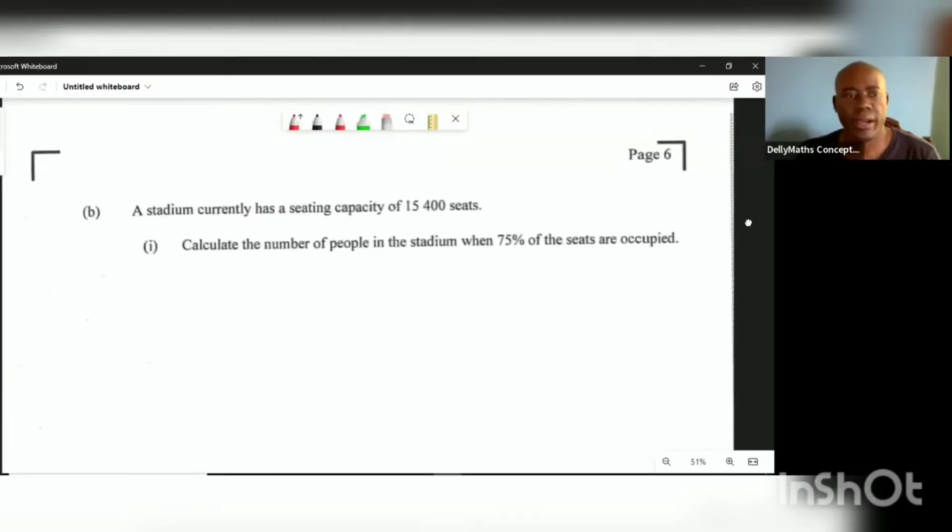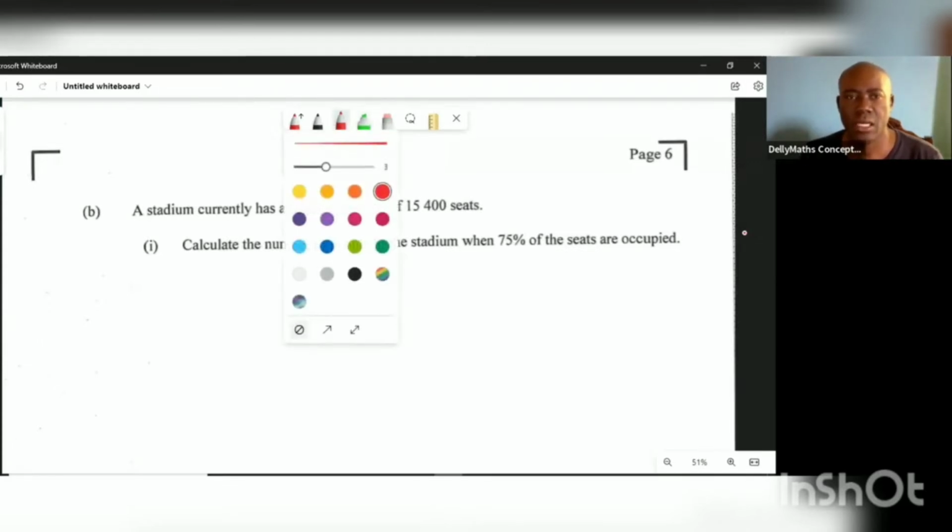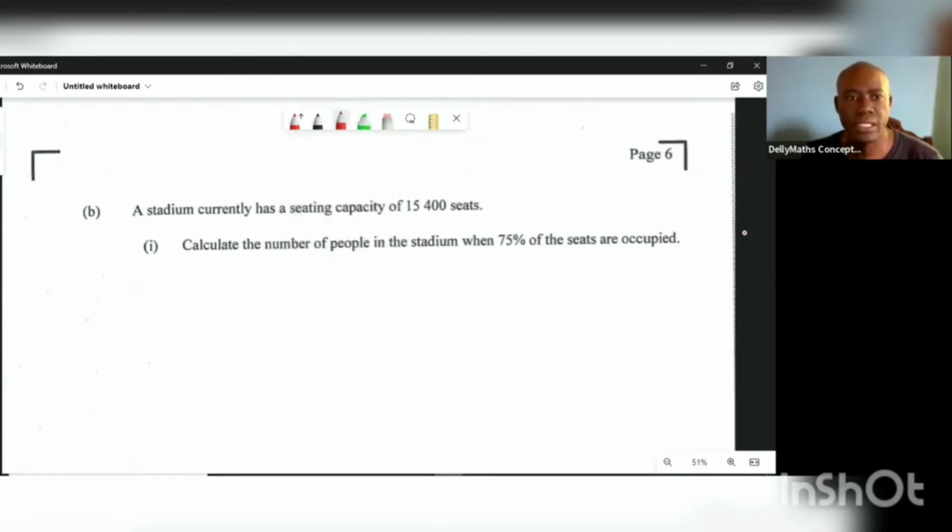Calculator. All right, so this question says a stadium currently has a seating capacity of 15,400 seats. Calculate the number of people in the stadium when 75% of the seats are occupied. So basically, 75% of the 15,400, that's what we're checking on.